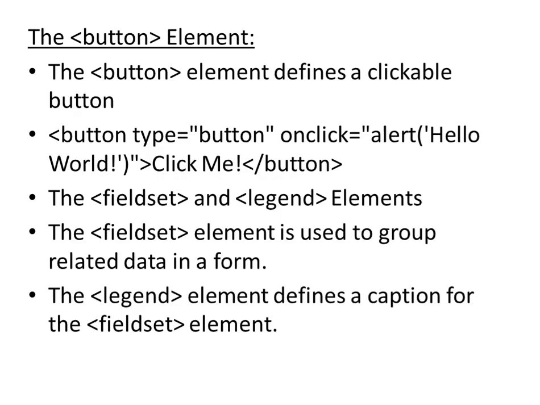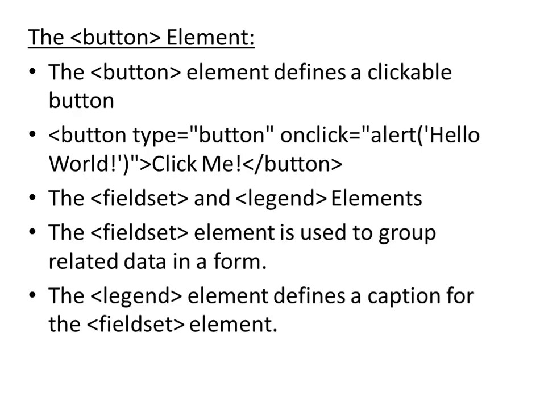So at first we have seen label, input field, and then label and textarea. Now we are going to see how we assign the button element for the particular field. The button element defines a clickable button. So button type equal to button, onclick equal to alert. If you click the button, it gives the alert message Hello world. So if we click the button, it will say Hello world.